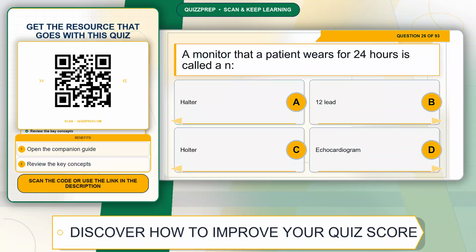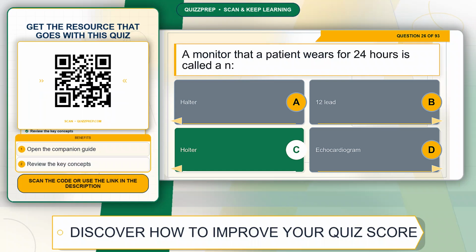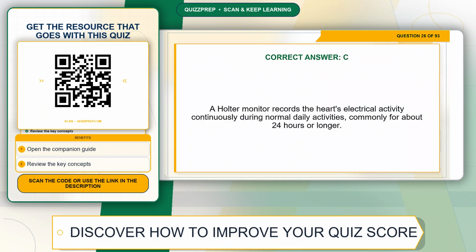Question 26. A monitor that a patient wears for 24 hours is called an. Option A, Holter. Option B, 12-lead. Option C, Holter. Option D, echocardiogram. The correct answer is option C, Holter. Explanation. A Holter monitor records the heart's electrical activity continuously during normal daily activities, commonly for about 24 hours or longer.